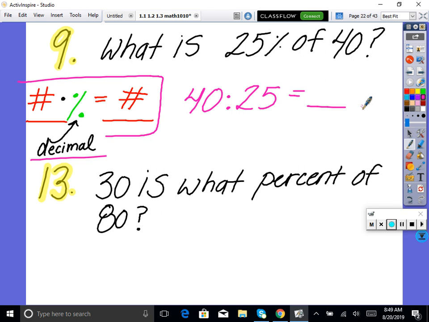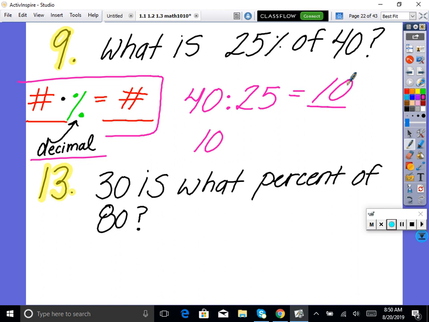So obviously 40 times 0.25. So we get 10. Questions on that? So 10 was the amount after we took the percent. So let's do this one.